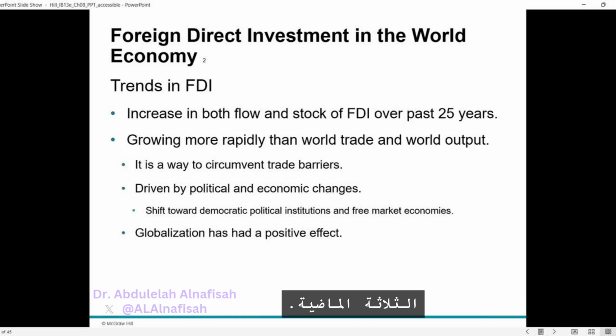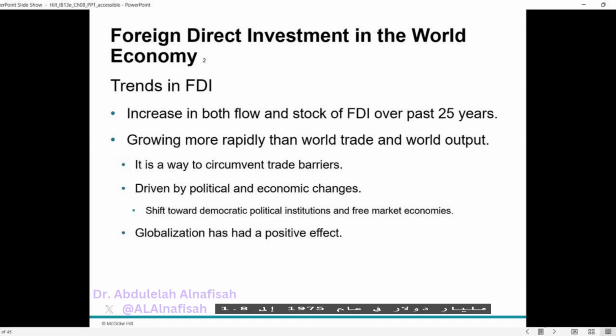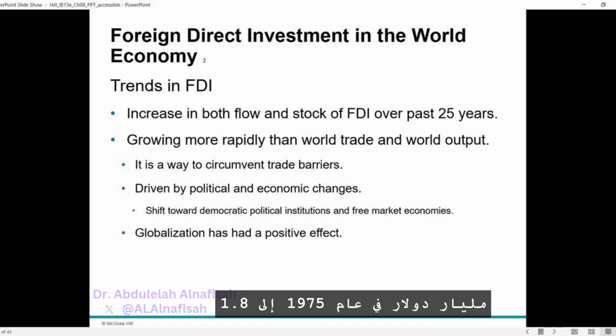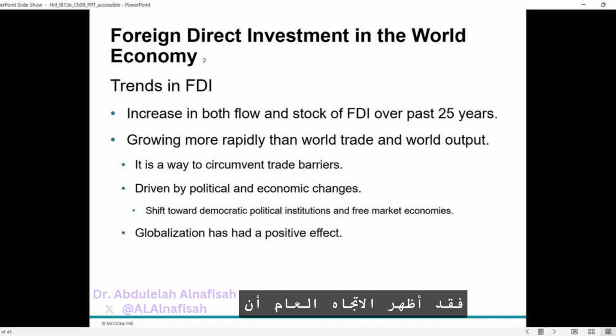Over the past 3 decades, foreign direct investment has notably surged both in terms of flow and stock within the global economy. The average annual outflow of FDI escalated from $25 billion in 1975 to a staggering $1.8 trillion in 2007, though it contracted to $1.1 trillion in 2009 and 2010 following the global financial crisis. Despite these downturns, the overall trend has shown FDI outpacing the growth of world trade and output significantly.